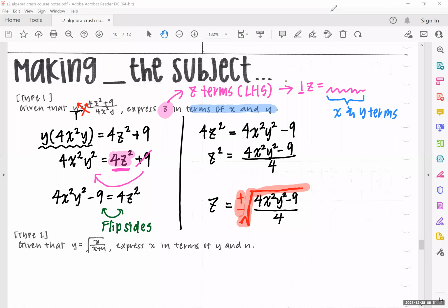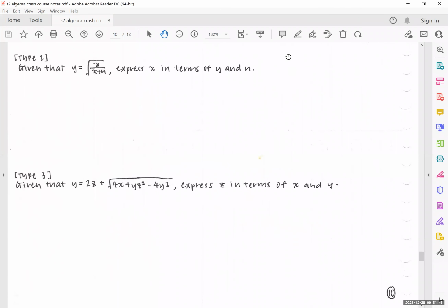Okay, so right now for type 2 is the one below. Now, when you see square root, don't be scared. First thing first, use the same highlighter that you colored just now, I colored in pink. Highlight this, and write down that this is the x terms on the left-hand side. Change highlighter color, because just now I used blue. So I'm going to take the same thing. That means here is your y and n terms on the right-hand side.